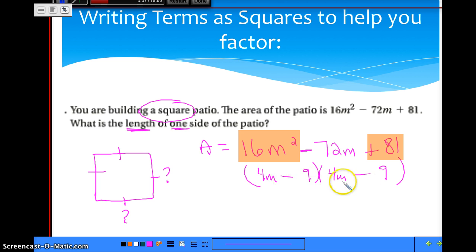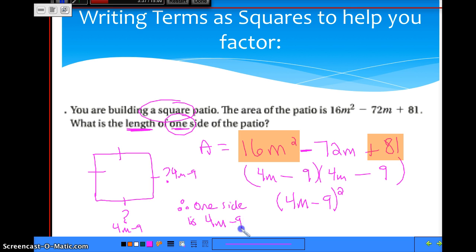Okay? Because these two binomials are the same, they're probably going to write it like this. Oh, I can't circle that. It's a word problem. I have to answer the question. It says, what's the length of only one side? So one side is, this is the first side, this is the second side. So really it's 4m minus 9 by 4m minus 9. So one side is 4m minus 9. That's what you have to circle because of the question.